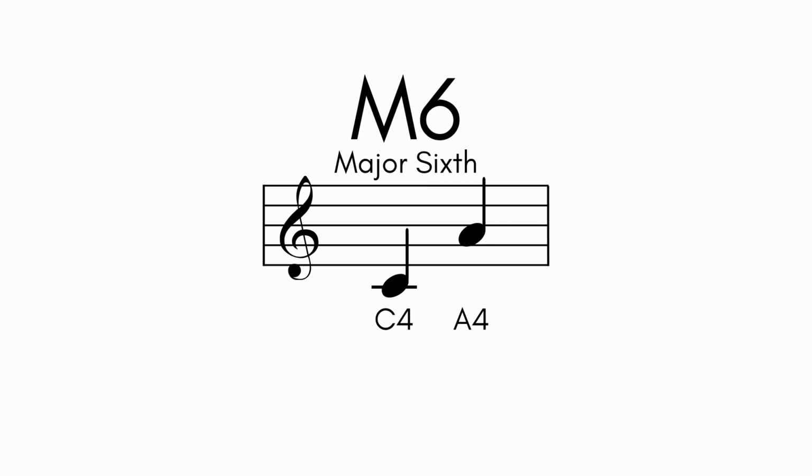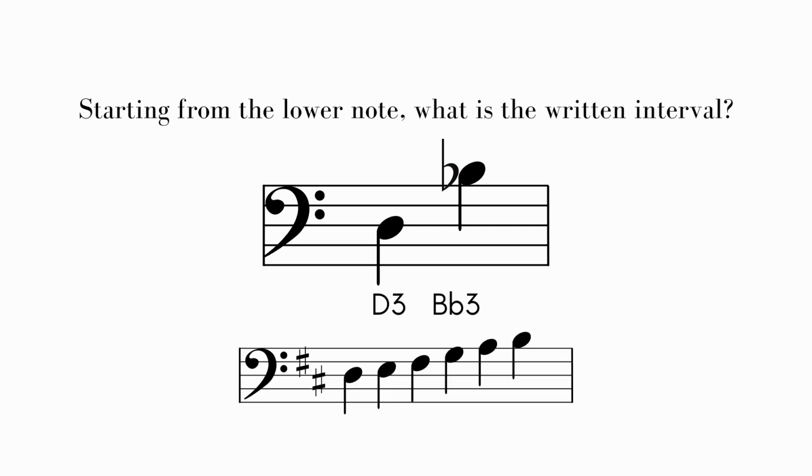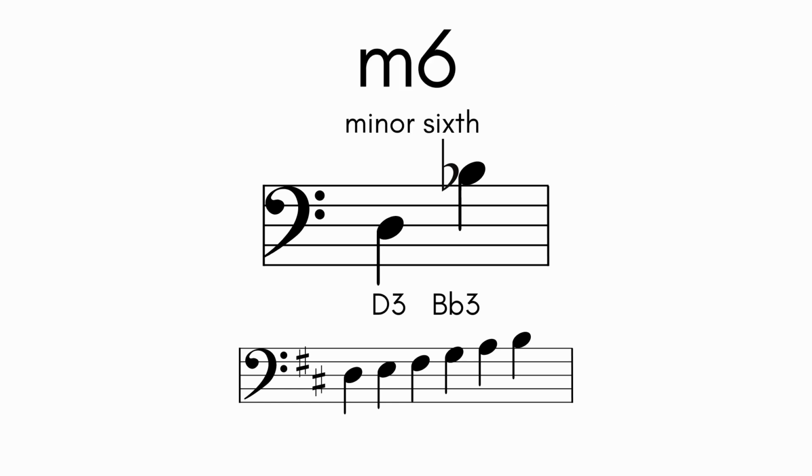Let's try one more example. In this example, we are in bass clef with the starting note of D3. We want to find the interval from D3 to B flat 3. We know that B is the 6th scale degree of D major, so B flat, a half step below B, must be a minor 6th up from D.